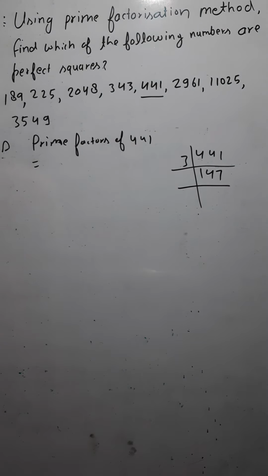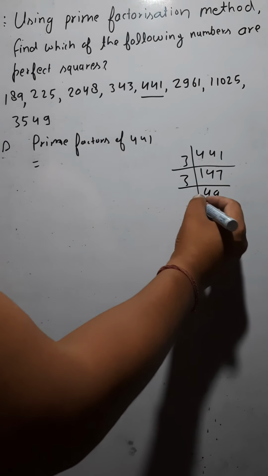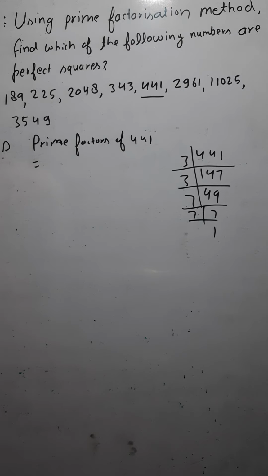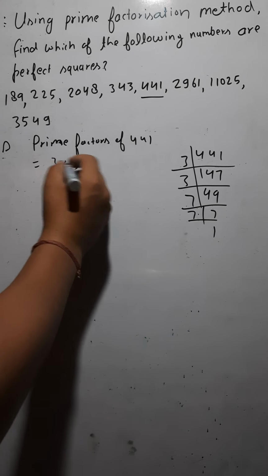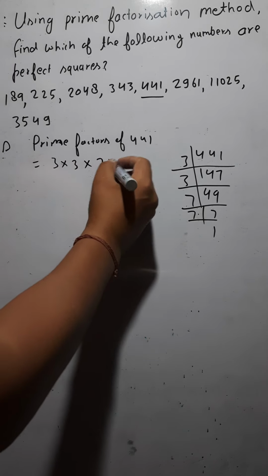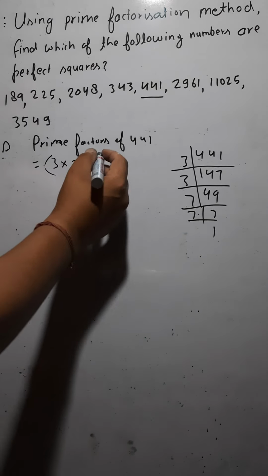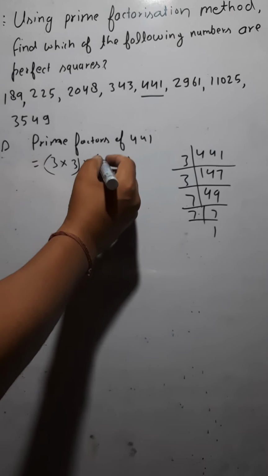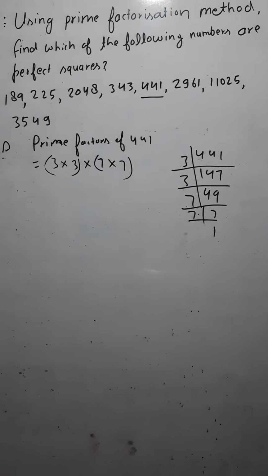Now again it is divisible by 3. 3 4s are 12. 3 9s are 27. 49 is divisible by 7. 7 7s are 49, and 7 is divisible by itself. Now you see the prime factors of 441: these are 3 multiply 3 multiply 7 multiply 7. So we have the pair of 3, and we also have the pair of 7. So all the factors have their pairs here. 3 has its pair, 7 has its pair.